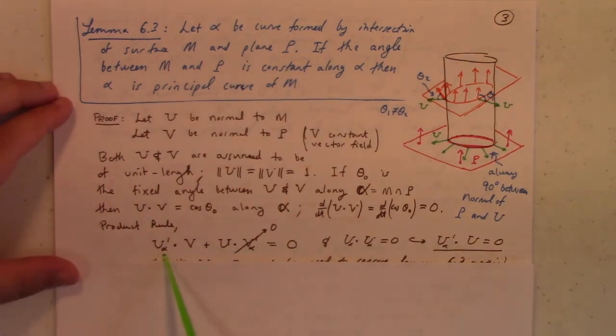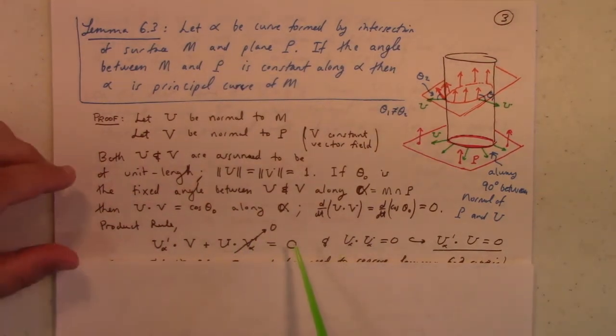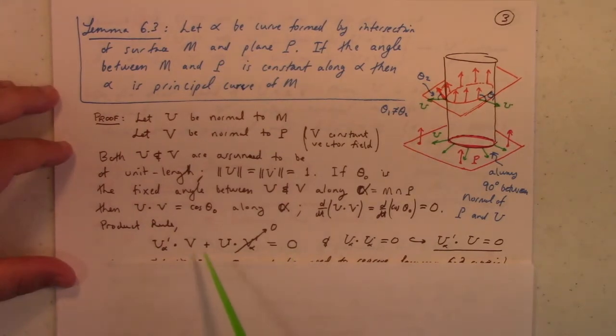And so from there, you get u prime alpha dot v plus u dot v alpha prime. But v is the unit normal to a plane, which is constant in its application, right? Even as the point's changing, the vector part of that v is constant. It's a plane normal. So that gives us that u prime alpha dot v is equal to 0.